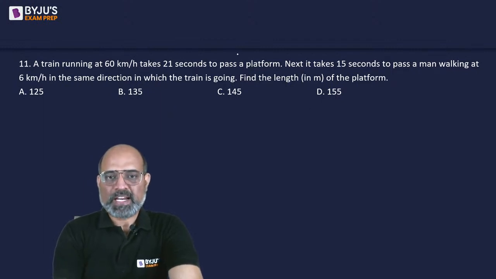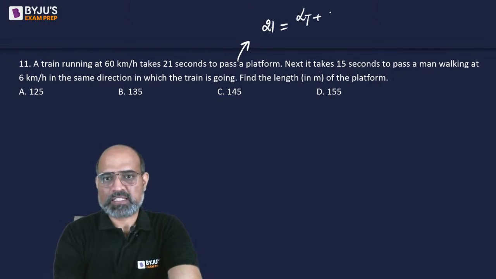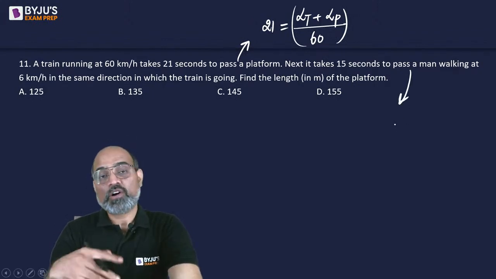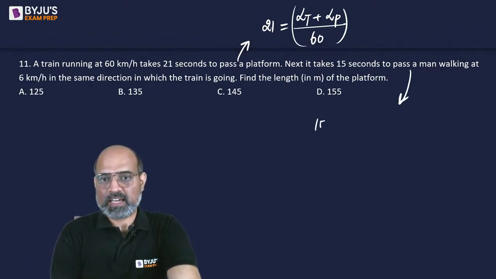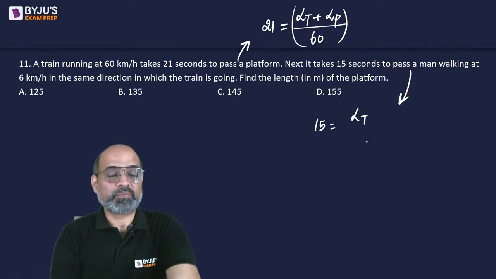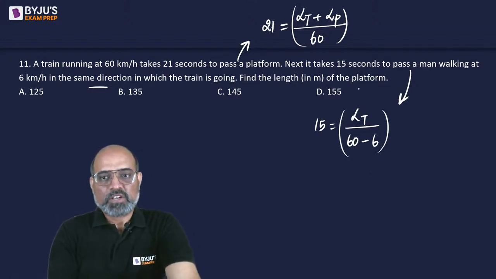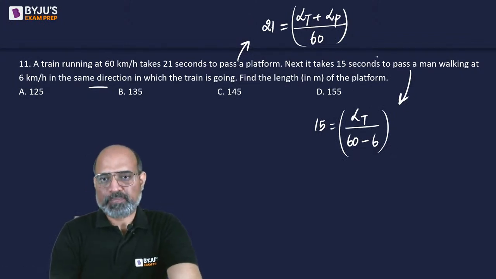So, in the case of the platform, the time is given as length of the train plus length of the platform divided by just the speed of the train, because platform doesn't have a speed. Now, in the case of a walking man, the time is given as length of the train, because there is no length of the man, divided by, since we are talking about same direction, speed of the train minus speed of the man. So from these two, we need to find out the value of LP.